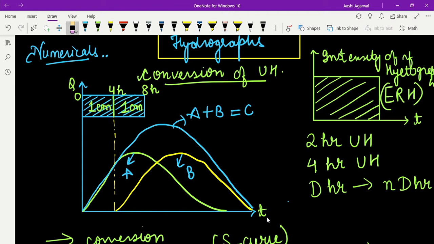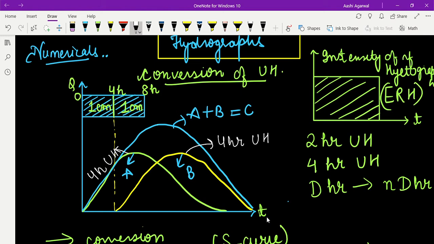Can I not say, because this is due to 1 centimeter, right? So let me write it. It is a 4-hour UH, this green one. This yellow one is also a 4-hour UH.